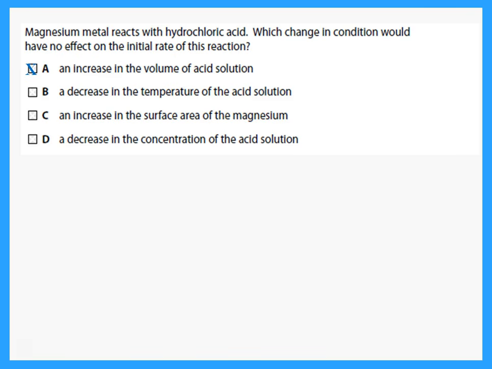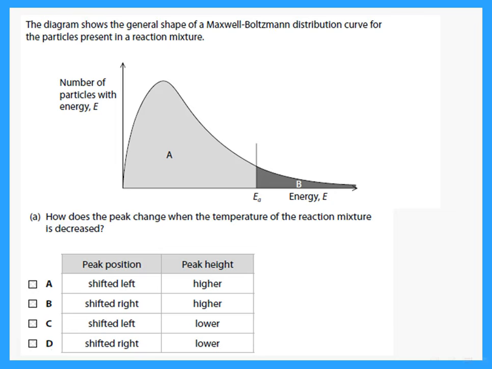Increasing the surface area will increase the rate. Decreasing concentration will decrease the rate. Then it says the diagram shows the general shape of a Maxwell-Boltzmann distribution curve for the particles present in a reaction mixture. Now, how does the peak change when the temperature of the reaction is decreased? So this graph that is drawn is at the higher temperature. If I were to draw the graph at the lower temperature, what would happen to the peak? Will it be shifted to the left or to the right?